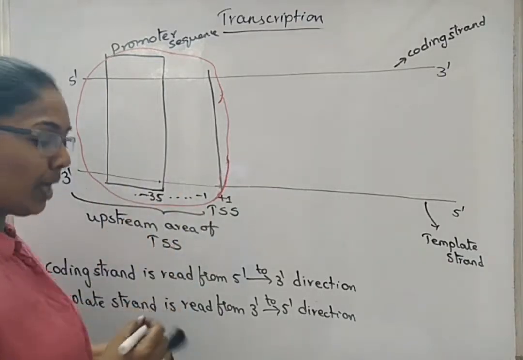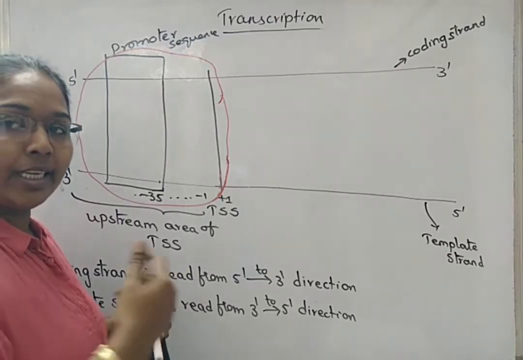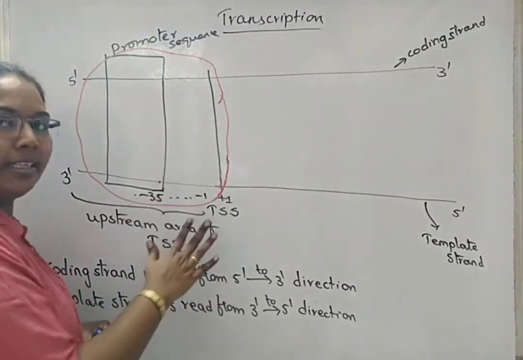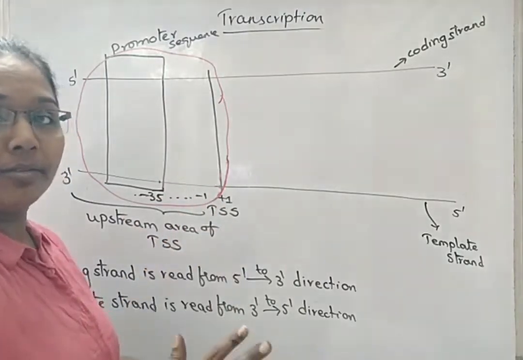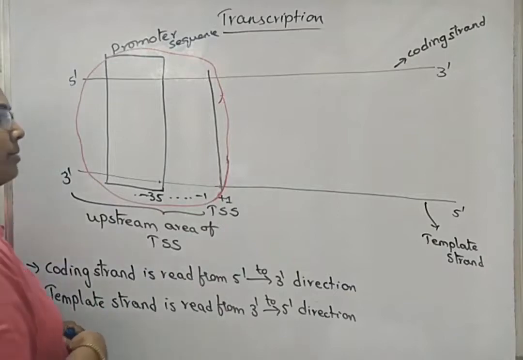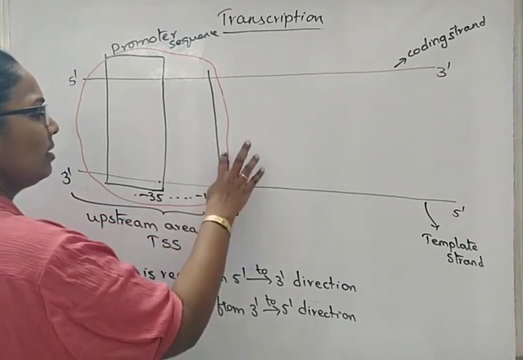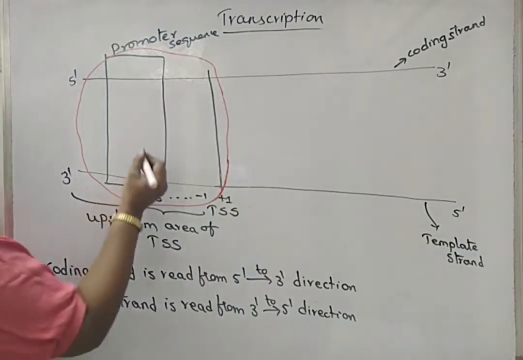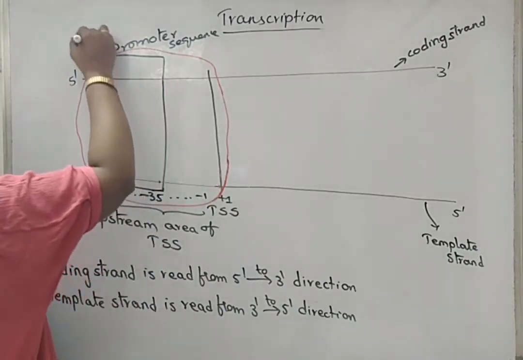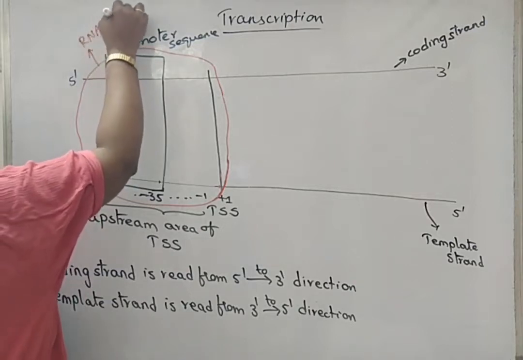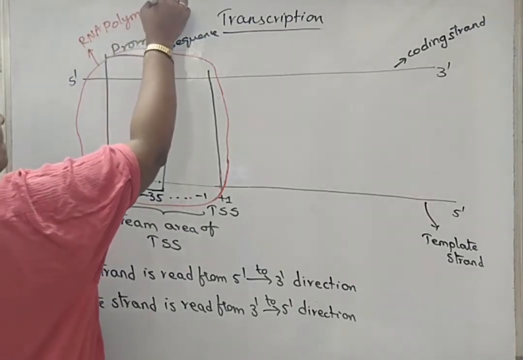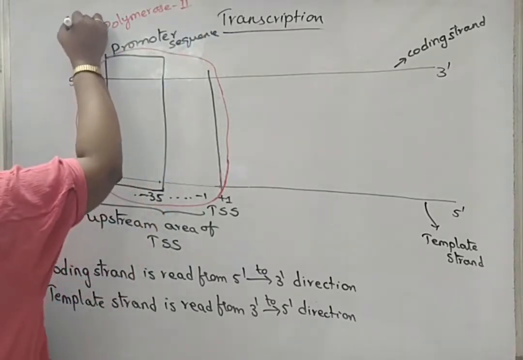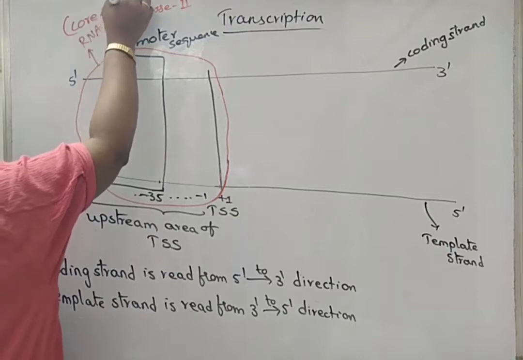RNA polymerase 2 has a special nature of initiating or adding the nucleotide to itself because it doesn't need the RNA primer for addition of new nucleotides. So in case of transcription, there is no point of existence of RNA primer. Now, this is RNA polymerase 2. Here there is no sigma factor, so we can also give a term like core enzyme.